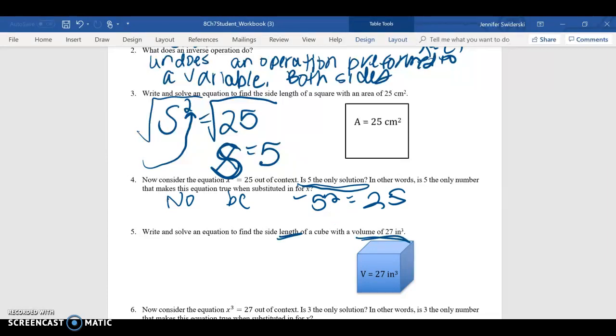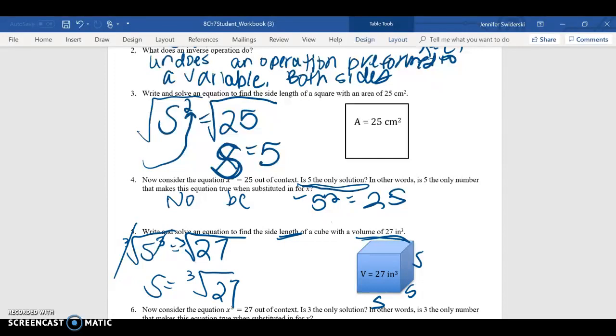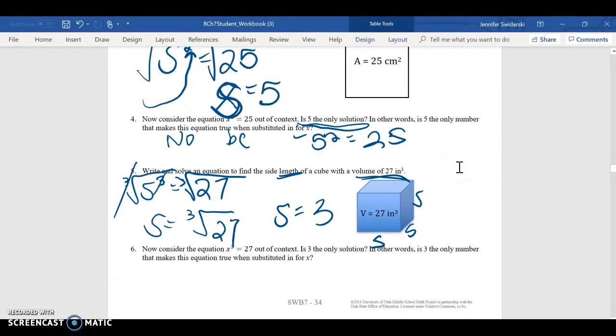So write and solve an equation to find the side length of a cube with a volume of 27 inches cubed. So for this one, I know that my side length cubed gave me my volume of 27 inches, right? So what I can do, to find this, is find the cube root of both sides. Over here, I'm left with s equals the cube root of 27. Well, what's the cube root of 27? I know the cube root of 27 is 3, because 3 times 3 times 3 is 27.